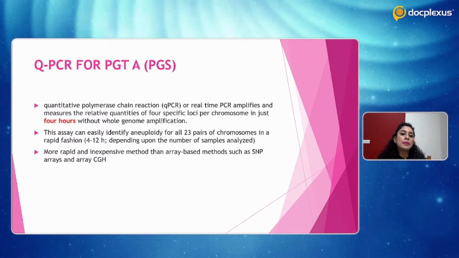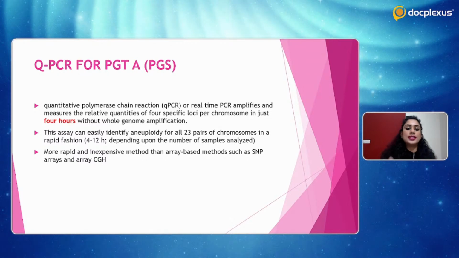Now, what about PCR for the quantitative polymerase chain reaction or real-time PCR, which will help in PGTA and improve the success and measures the relative quantities of 4 specific loci per chromosome in just about 4 hours without whole genome amplification.